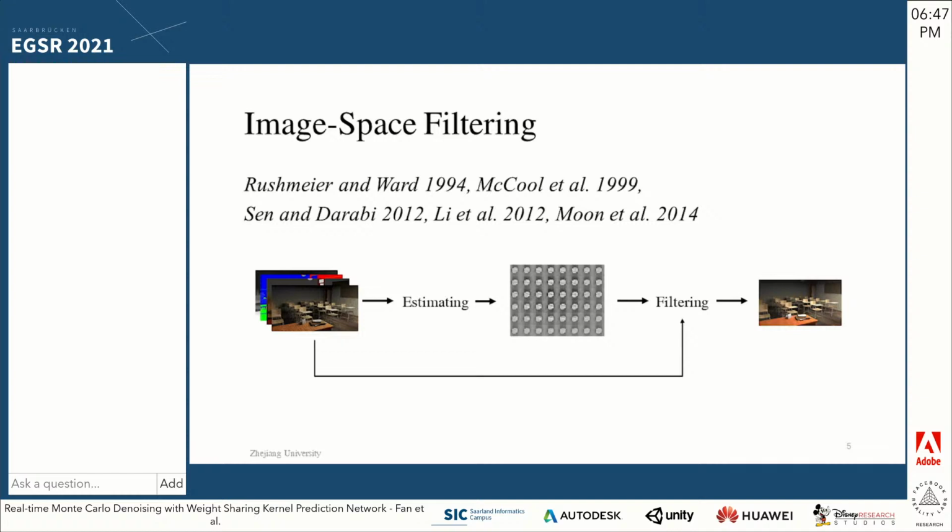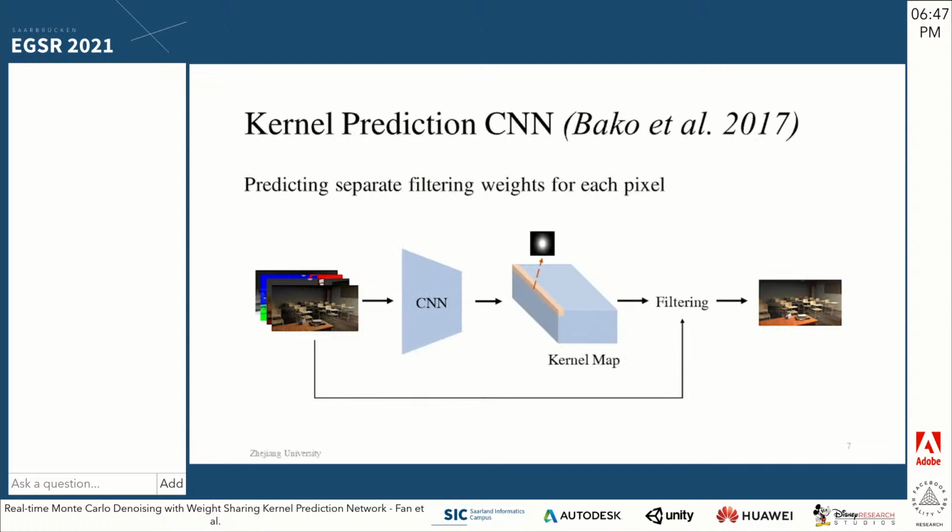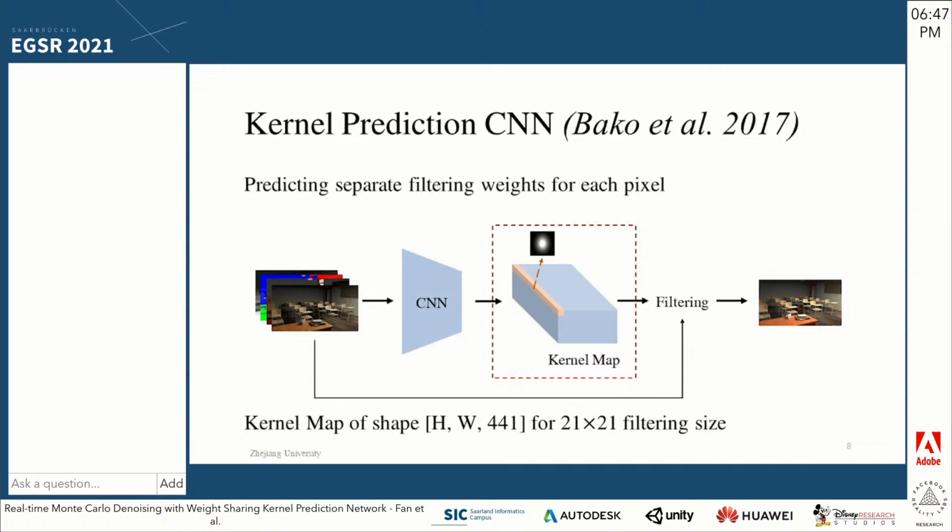Baca proposed to use the convolutional neural network to predict per-pixel filtering weights. This kernel prediction method has greatly improved the image space filtering method's denoising quality. Although the filtering process is fast, the main bottleneck is predicting large kernels, which is both time-consuming and memory-exhausting. For example, this method requires predicting a kernel map with 441 channels for filtering size 21.